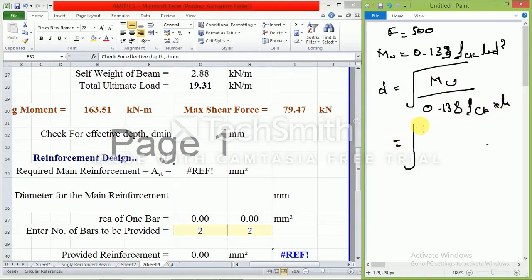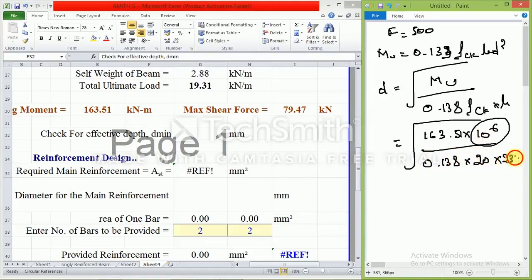So what is the value of MU? 163.51 into 10 to the power 6. I made this conversion, just go with the units. 0.133 into FCK, which is 20, into B. What is B? 230. The answer you get is D equal to 516.97 mm.